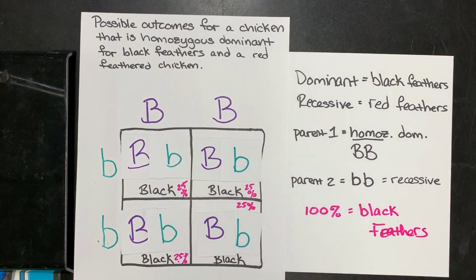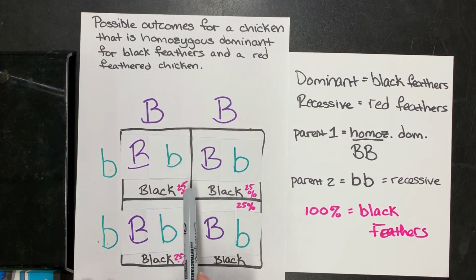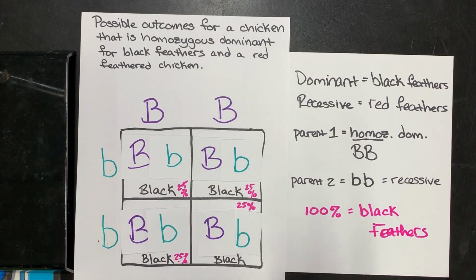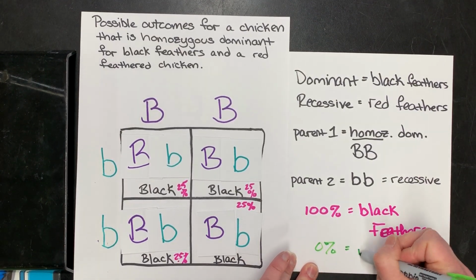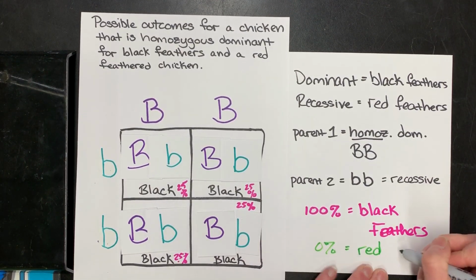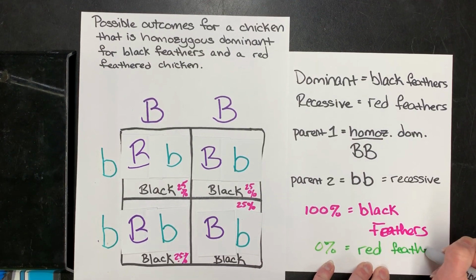What is the percent chance that the offspring will have red feathers? So once again, you just look. All of these are black, so there would be a 0% chance of the offspring having red feathers.